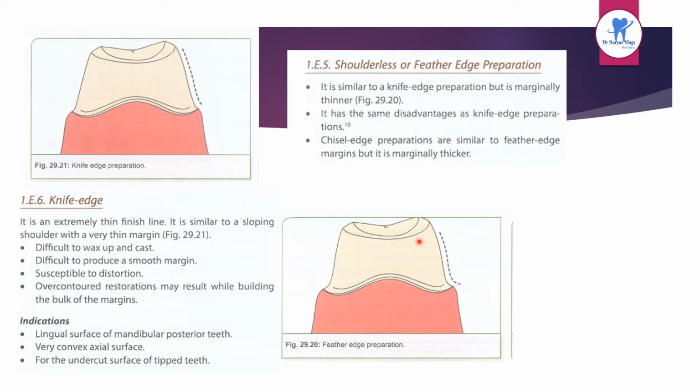It is actually similar to a knife edge preparation but is marginally thinner, and it has the same disadvantages as the knife edge preparation. Chisel edge preparations are similar to the feather edge, but marginally thicker. So these are the feather edge preparations.